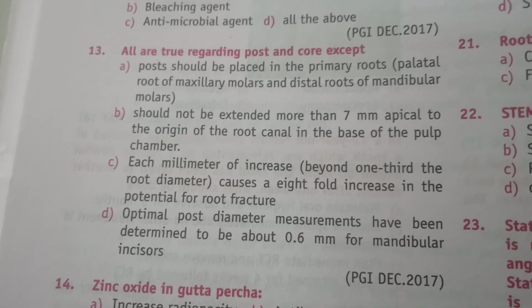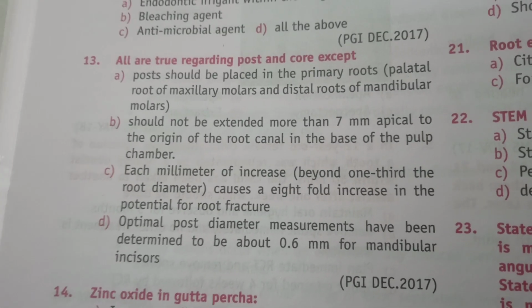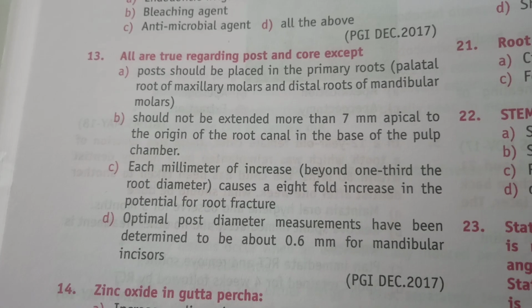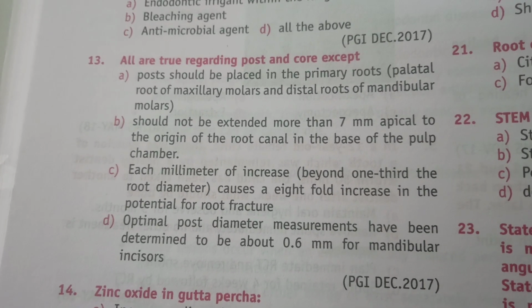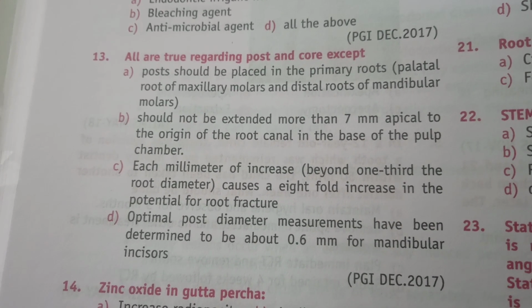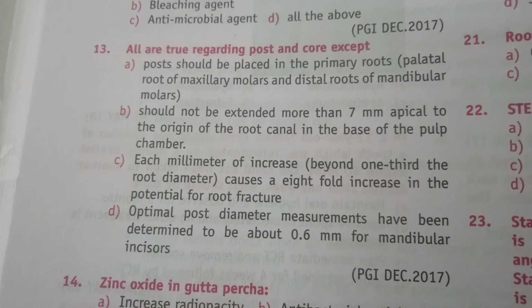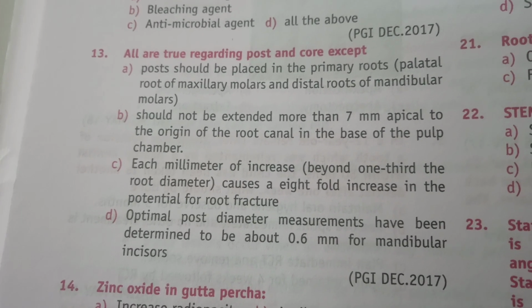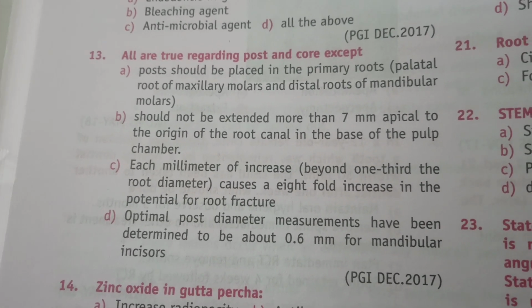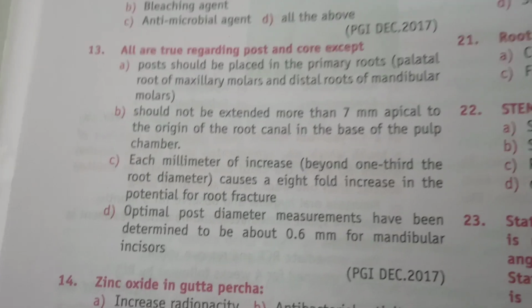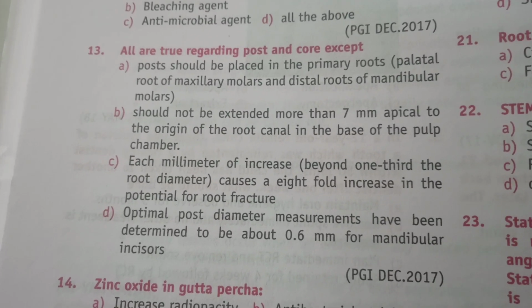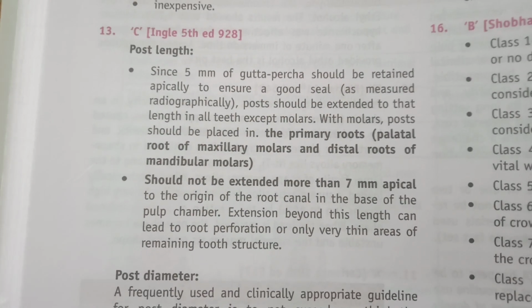So the answer given here is C. That is false, that is not true. Each millimeter of increase beyond 1/3 of root diameter causes an 8-fold increase in the potential of root fracture. So this is wrong. We'll go to the explanation for better understanding. So here is the explanation.